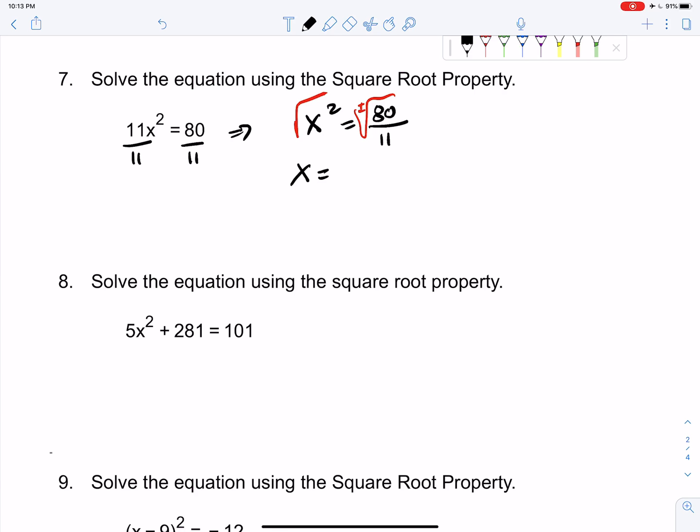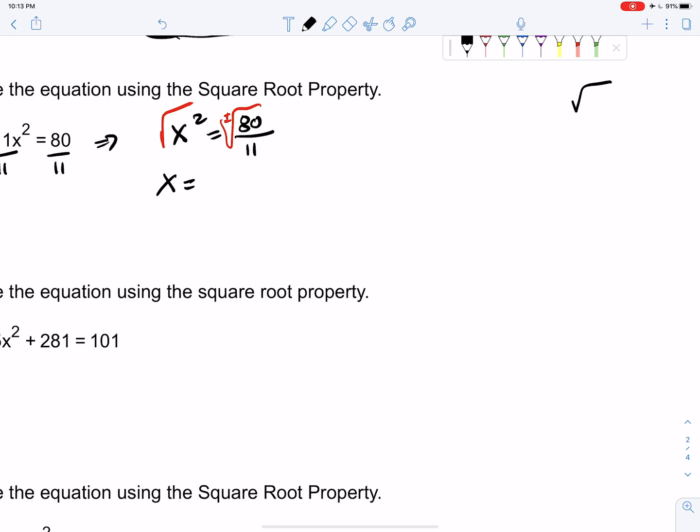I'm going to go ahead and take a look at the square root of 80 and begin to break that down. Well, I know 80 is just 16 times 5. So square root of 16 times square root of 5. So this is 4 square root of 5.